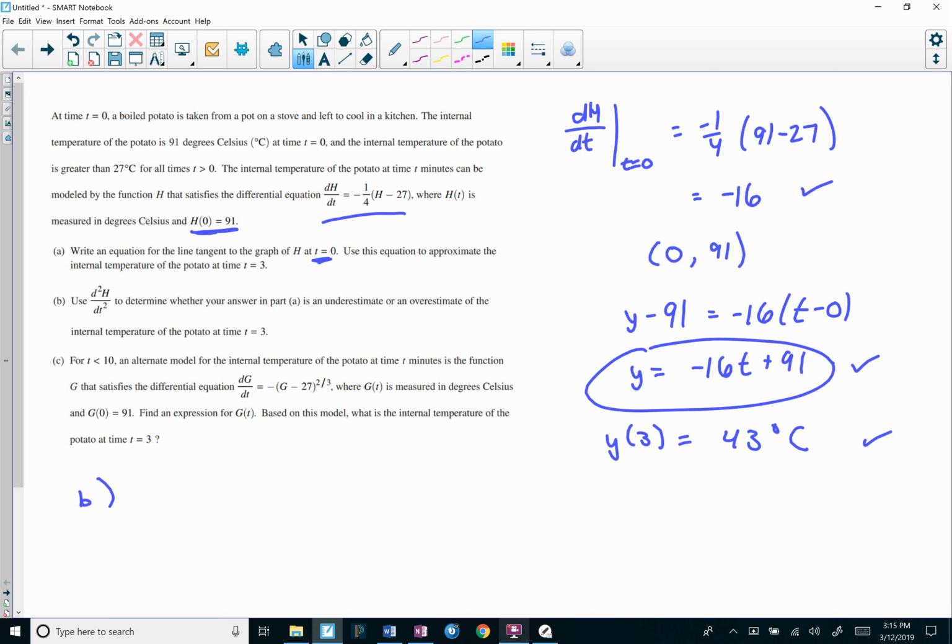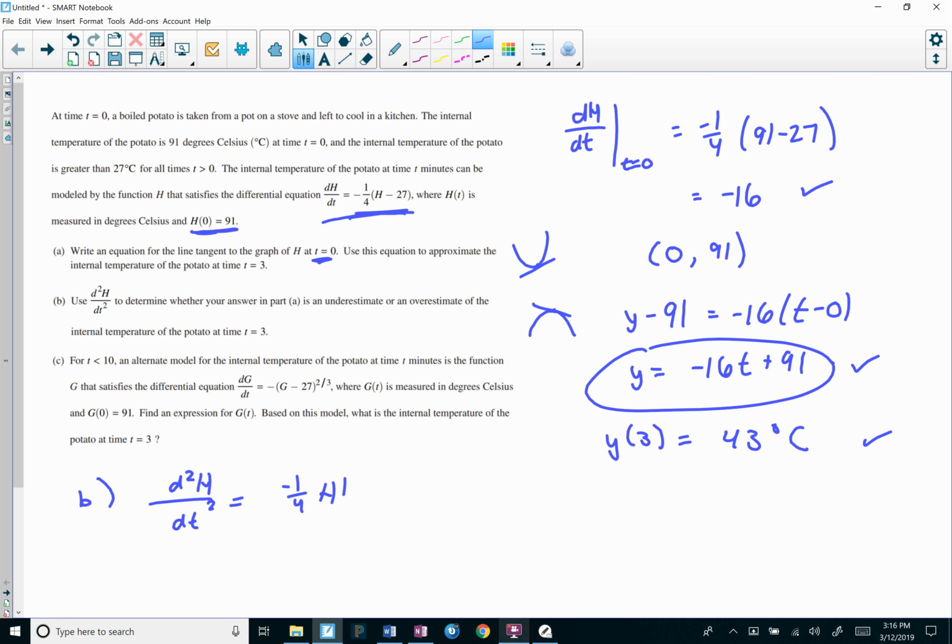Okay, part B, find the second derivative. Determine if your answer in part A is an over or under estimate. Now, remember, the second derivative tells us that because if we are concave up, that tangent line is going to be below. If we're concave down, that tangent line is going to be above. So let's find our second derivative. This is where a lot of people messed up. So d squared h/dt squared is negative 1/4 h prime, right?